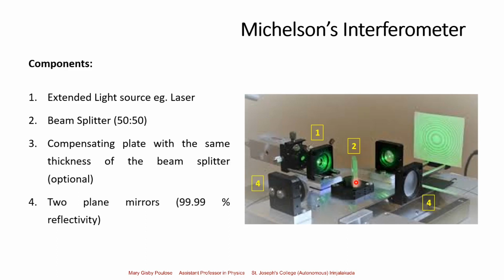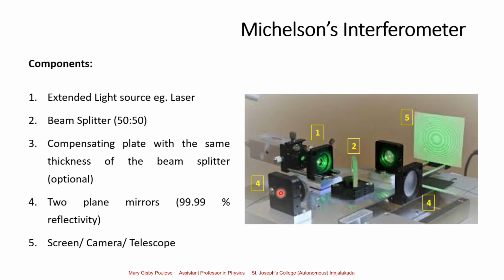Now next is the two plane mirrors that have high reflectivity. Okay, so 99.99% reflectivity should be seen for these plane mirrors. And we have the two plane mirrors here. One of the mirror is here and the other mirror is here.